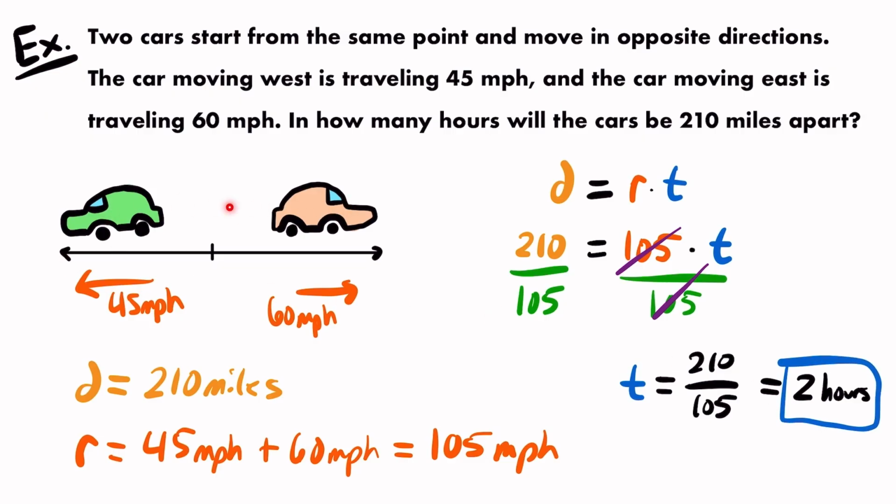If you have two cars traveling away from one another in uniform motion, where one is traveling at 45 miles per hour and the other is traveling at 60 miles per hour, it will take 2 hours for those two cars to be 210 miles apart. Okay, let's take a look at one more example for this video.